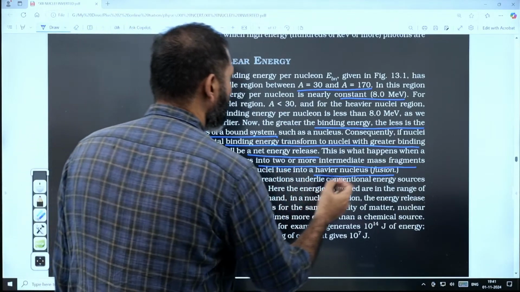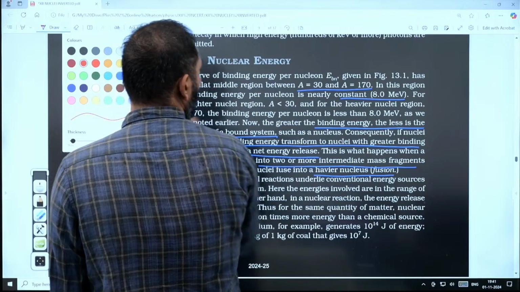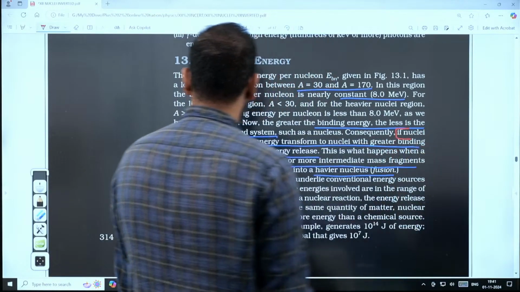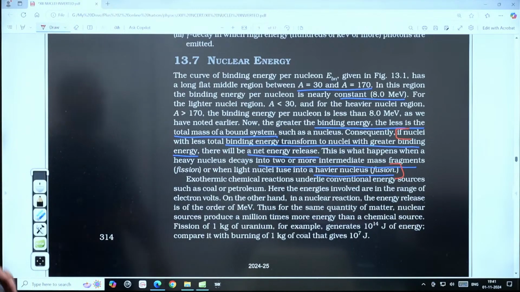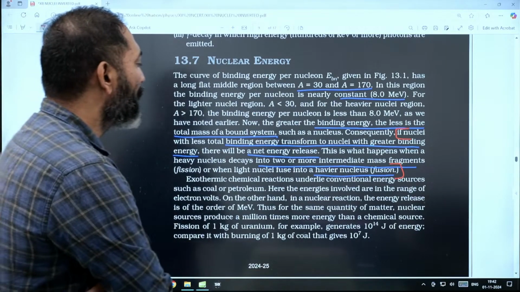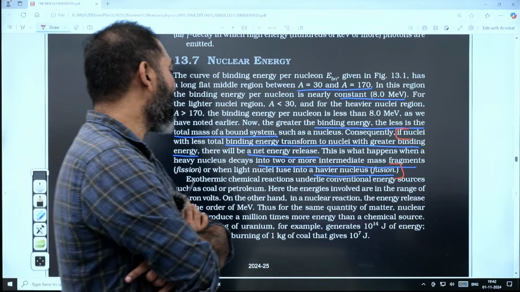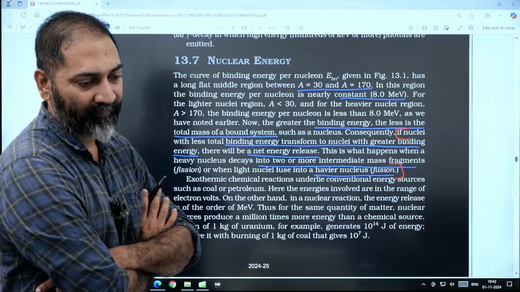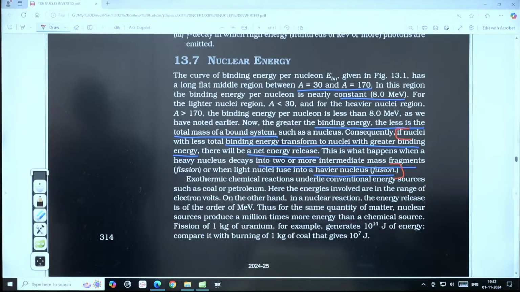From here you should note. If nuclei with less total binding energy transform to nuclei with greater binding energy, there will be net energy release. This is what happens when a heavy nucleus decays into two or more intermediate mass fragments, that is fission, or when light nuclei fuse to form a heavy nucleus. What happens? Mass has been converted to energy.